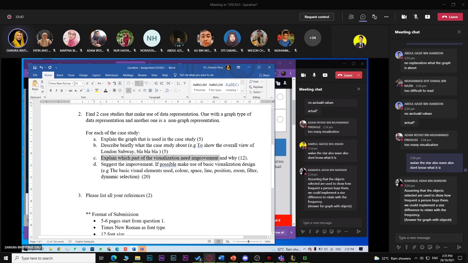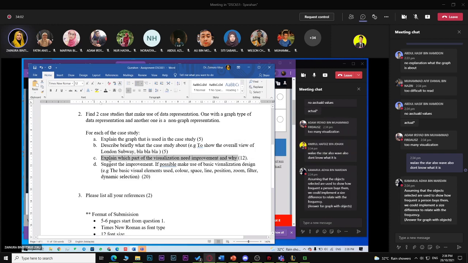Which part of the visualization needs improvement and why? Like you said, it's confusing. It's too many lines. Because it's too many lines, too many things. And the color usage is not suitable. Because it's kind of confusing. It's kind of messy.